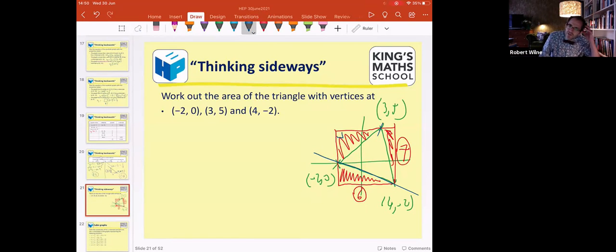A sort of halfway house: if you didn't do what Simon suggested, and you didn't do the really complicated equations of all the lines, is there anything else? Anything about this triangle? Hint, hint. So you work out some distances and use half of ab sin C. Yep. If you work out the distances, do we notice anything? Hint, hint, hint.